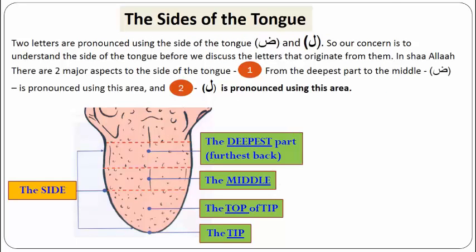We continue with the sides of the tongue. 2 letters are pronounced using the sides of the tongue, Daad and Lam. So our concern is to understand the aspects of the side of the tongue before we discuss the letters that originate from them. Inshallah, there are 2 major aspects to the side of the tongue. One is the deepest part to the middle, and from there, Daad is pronounced. And 2, from the middle to the tip. Lam is pronounced using this area.